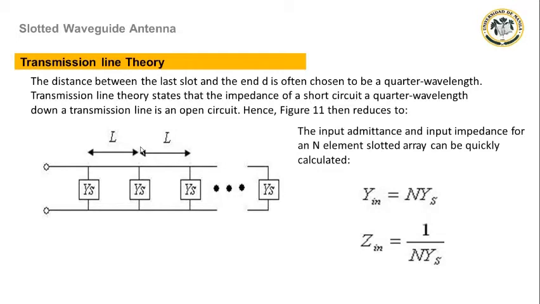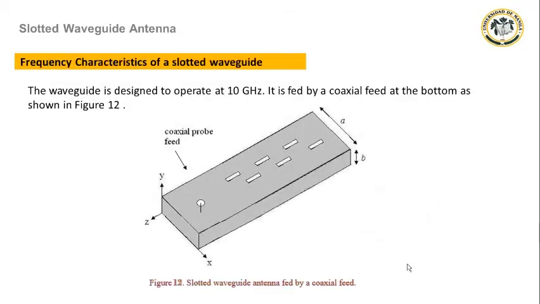If the waveguide slot antenna is designed in this manner, then all of the slots can be viewed as being in parallel. Hence, the input admittance and the input impedance for an n-element slotted array can be calculated by these equations. Y input is equal to n times y sub s. Z input is equal to 1 over Y input. The input impedance of the waveguide is a function of slot impedance. Note that the above design parameters are only valid at a single frequency.